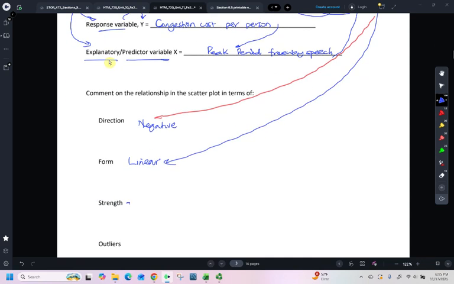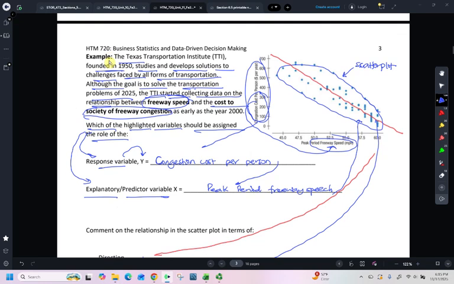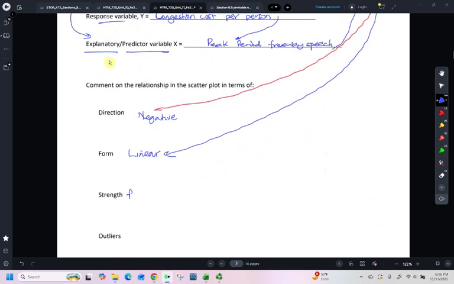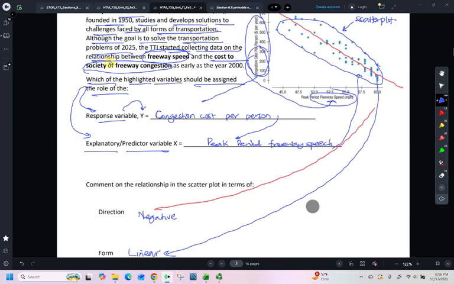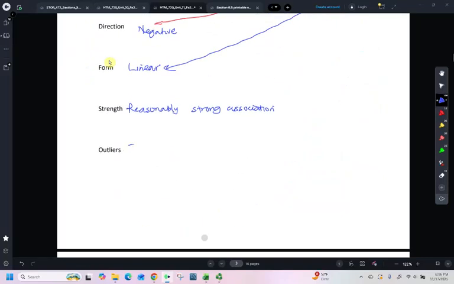And what can we say about the strength? Subjectively speaking, I can round up most of these points. They seem to be tightly clustered together, so I'll say this is a reasonably strong association between the two variables, and that makes intuitive sense. And do we have outliers, any stragglers in the points? I would say that there are no extreme outliers.